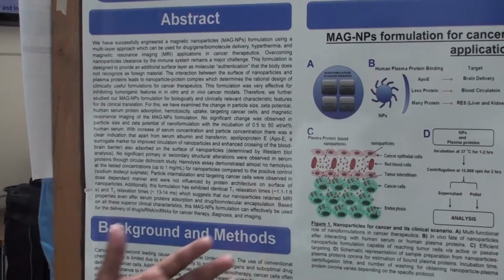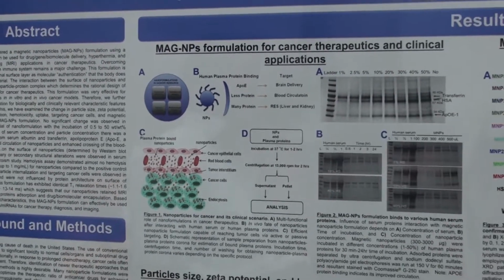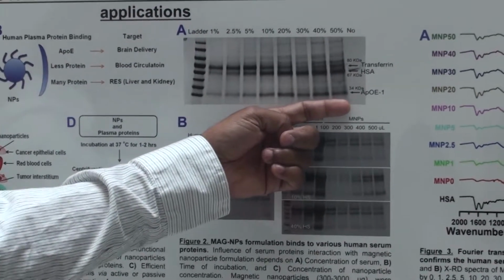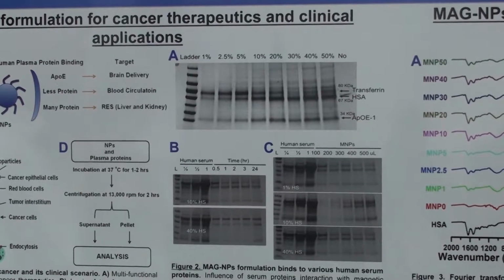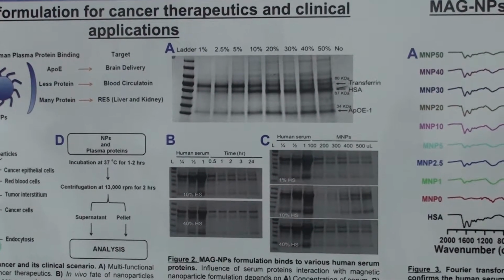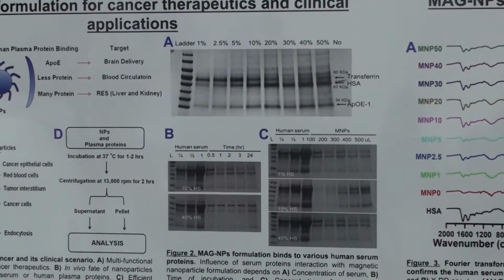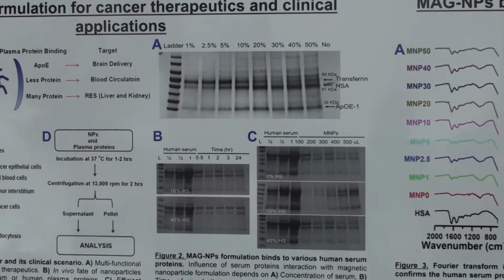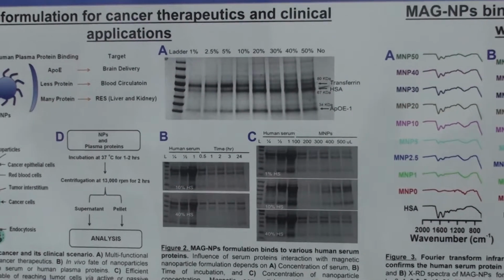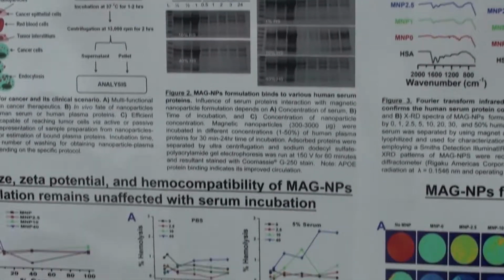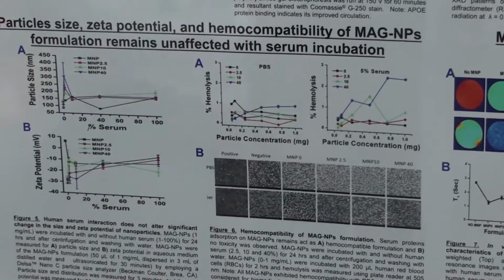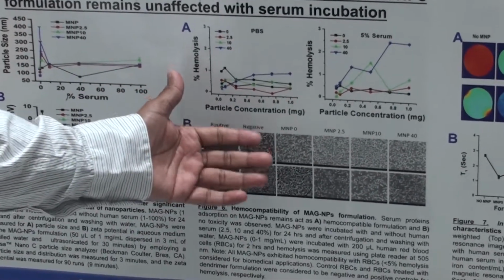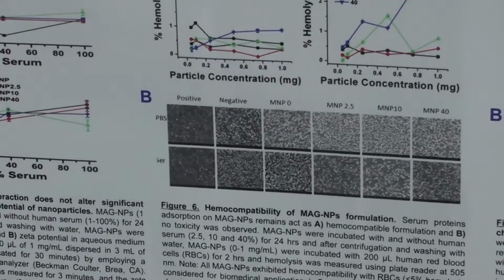So what we saw in this work, when we incubated nanoparticles with the human serum, the particles are highly bound to the protein called APOE1, which indicates that the particle formulation has more bioavailability, or is more in the circulation, so that it can reach the tumor for therapy application. And moreover, this particle formulation size is not altered, and also the particles did not induce any hemotoxicity to the human red blood cells.